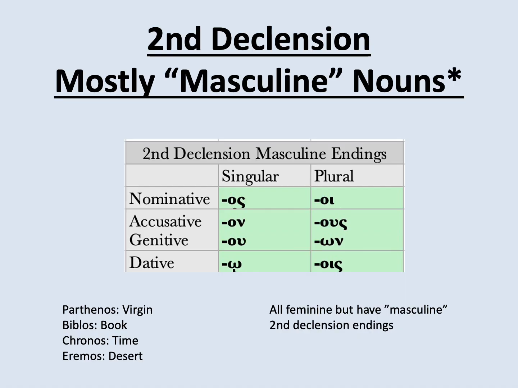Here is the actual chart of the second declension, mostly masculine nouns. You'll notice that I have it set up as nominative, accusative, genitive, dative, going down the list that way. Some grammars like to go nominative, genitive, dative, accusative. This is how I learned it: nominative, accusative, genitive, dative. So this is how my mind works. It just depends on which grammar you're using.